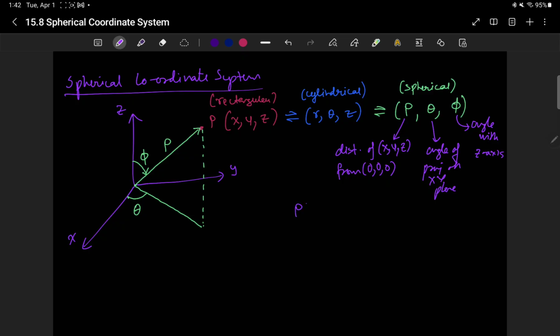Now we have certain conditions. Rho has to be greater than 0, and the angle phi is always between 0 and pi. We don't need any more than that to make the whole shape. That's because theta is between 0 and 2 pi. So theta is already doing full rotations, and so we don't need a whole rotation of phi.